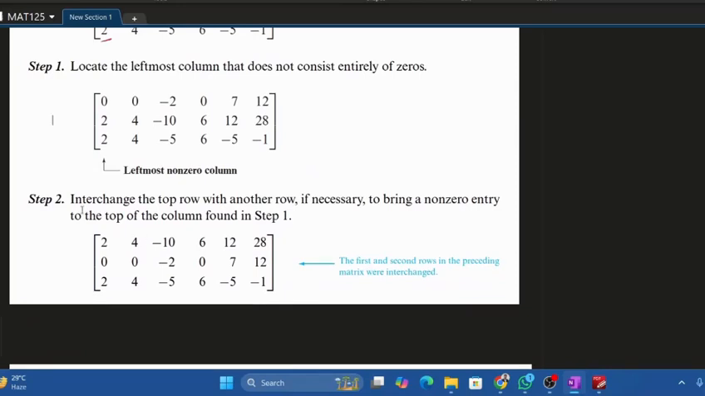This is step 2. Basically, if we have a 0 on the top of the column, then we have to bring the 0 down and bring another non-zero row up. So this is what they did, right? The first and the second rows in the preceding matrix were interchanged, or swapped. This swapping is a key row operation. We can do this.